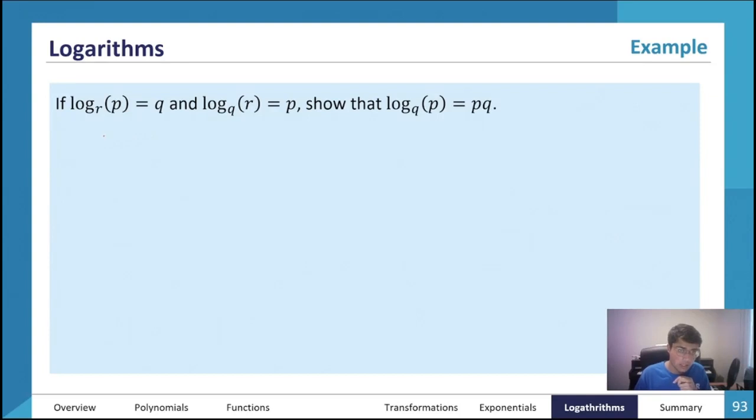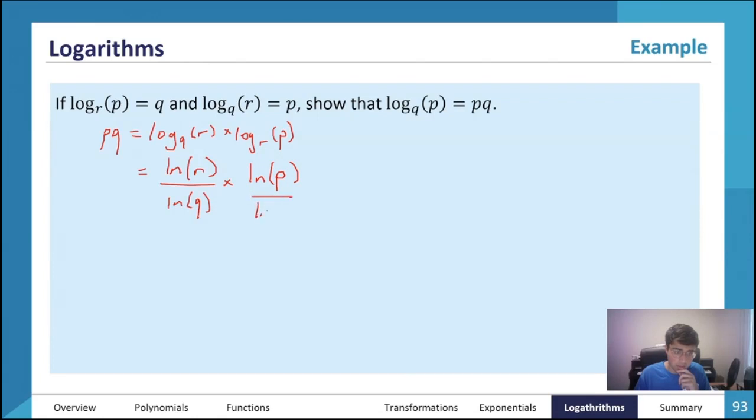So we start off by stating what pq means using our given knowledge here. We know that this is going to be equal to log base q of r, because p is equal to log base q of r, times log base r of p, because q is equal to log base r of p. What we can then do is use another formula that we explored earlier. So we get natural log of r over the natural log of q times the natural log of p over the natural log of r.